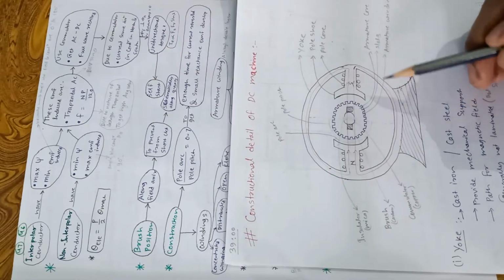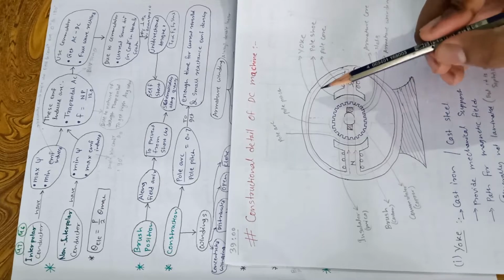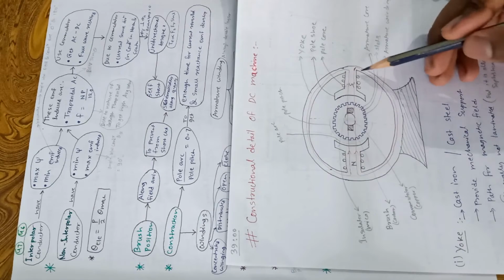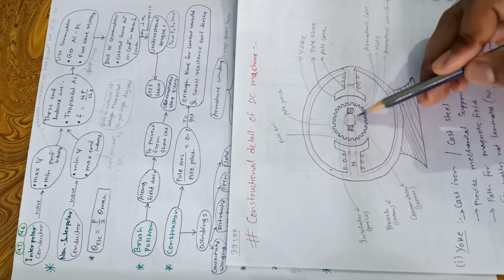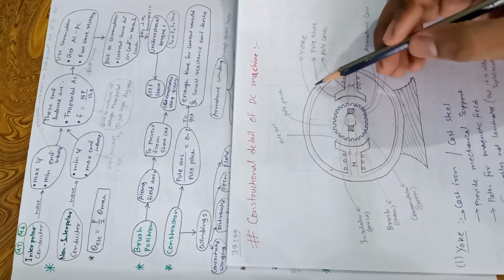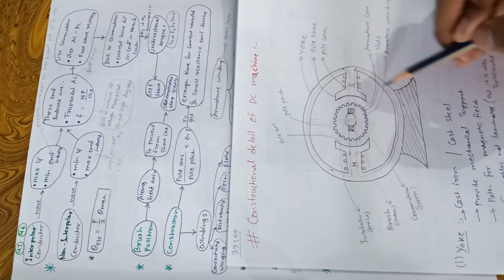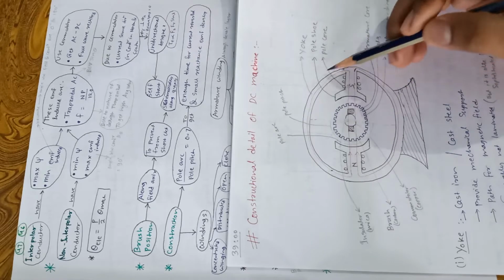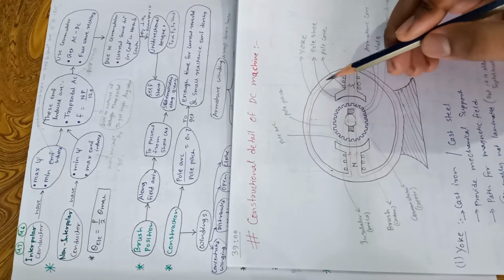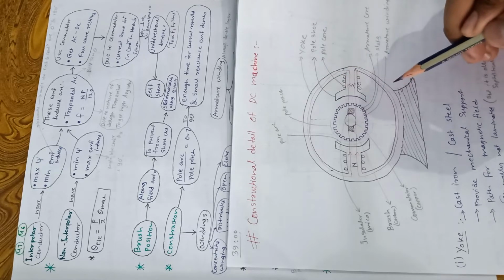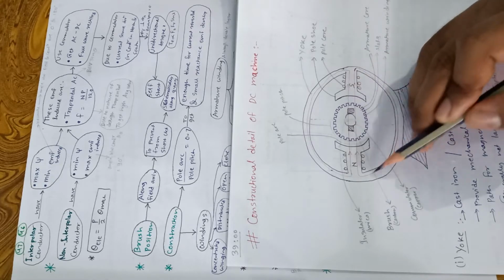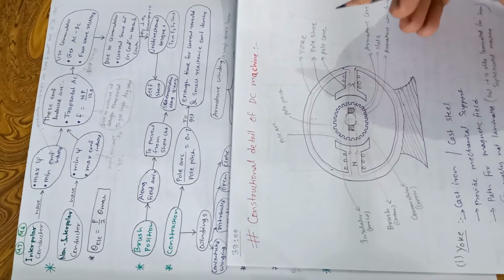Now let's understand the construction of DC machine. Basically a DC machine looks like this, okay. This outer part is the stator, and this one is the rotor part, okay. The stator is on the yoke. This outer part is the yoke. It is made up of cast iron or cast steel, okay. It provides mechanical support and also the path for magnetic flux.